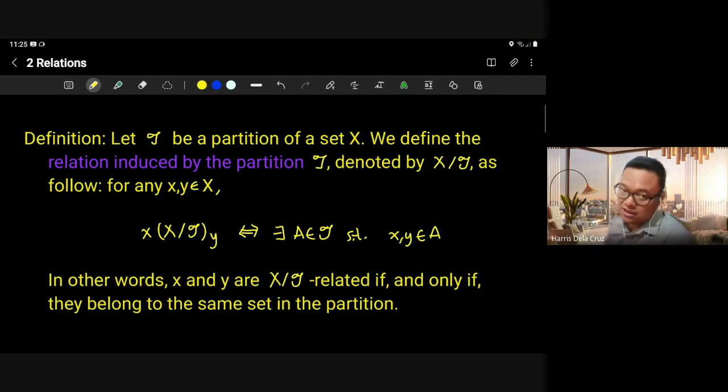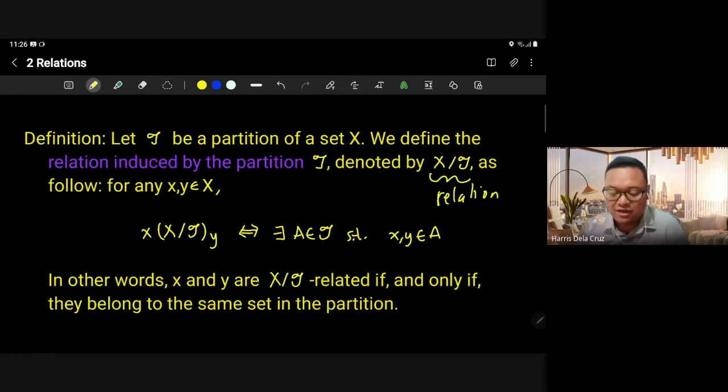So, let script T be a partition of a set X. Using this partition, we will define the relation induced by this partition. And this will be denoted by capital X over T. So, ito na naman yung notation ng X over T. So, again, this is just symbolic. So, this is a relation. Okay, tandaan nyo this is a relation.